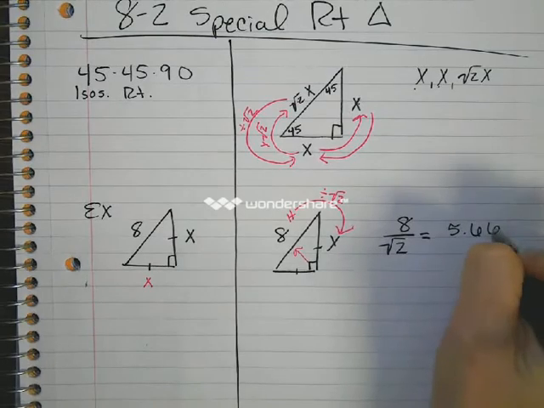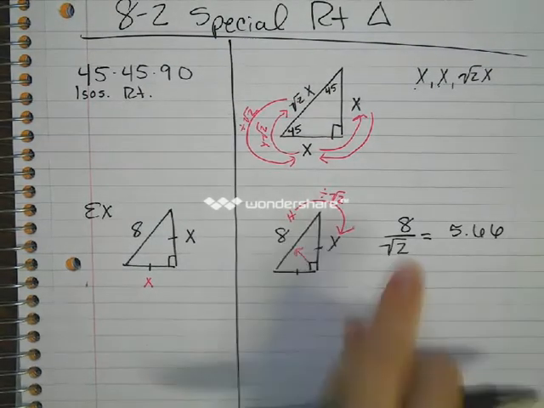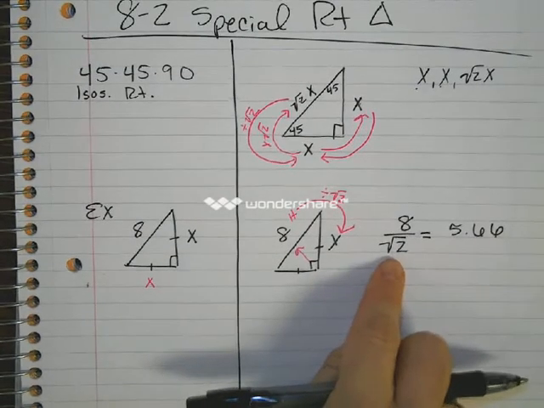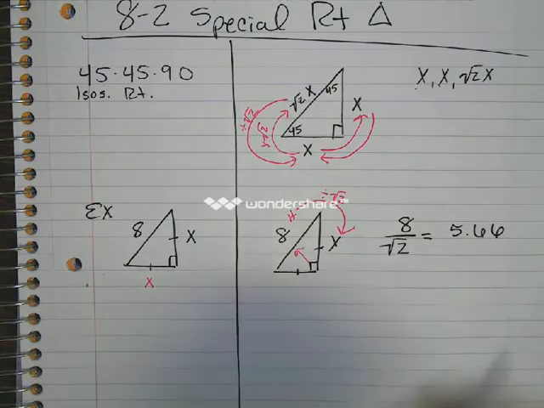I might teach my PreAP kids something in class on how to get the square root out of the denominator. I haven't decided yet. I might just let your Algebra 2 teachers teach you that. But that's it. If you're going from the hypotenuse to the leg, you're getting smaller, so you divide.